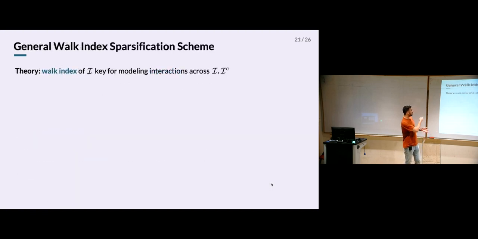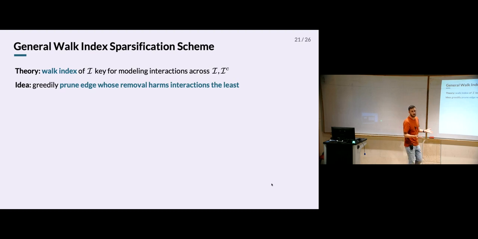Recall that our theory said that given some partition, a subset of vertices I that induces a partition, the quantity that is important for modeling interactions is the walk index. And so we can use this to try and remove edges which harm walk index the least in order to preserve interaction. And we're going to do probably the most straightforward thing that you might have thought of, which is greedily removing the edge each time which harms the ability to model interactions across favored partitions the least. And I think the best way to see this is just by example.